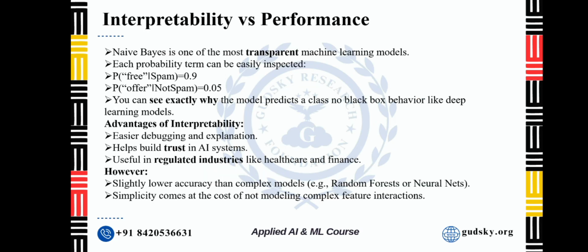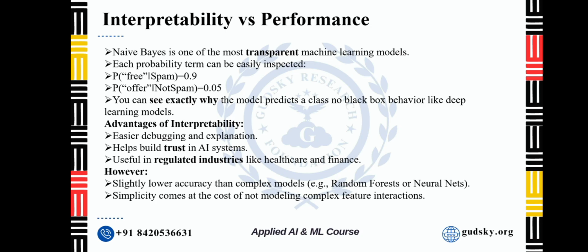Now, interpretability versus performance. Let's talk about something every machine learning engineer faces: the trade-off between interpretability and performance. Some models like deep neural networks are incredibly powerful but often act as black boxes. You can't easily explain why they made a particular prediction. Naive Bayes, on the other hand, is the exact opposite. It's one of the most transparent and interpretable machine learning algorithms. Every probability term can be inspected.